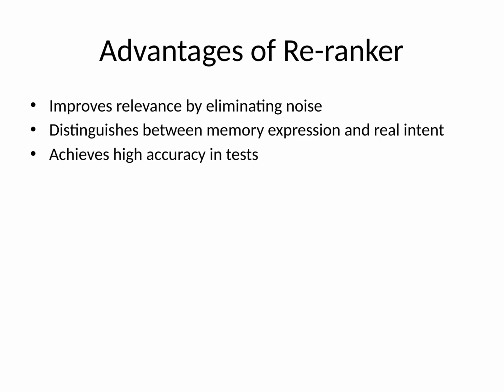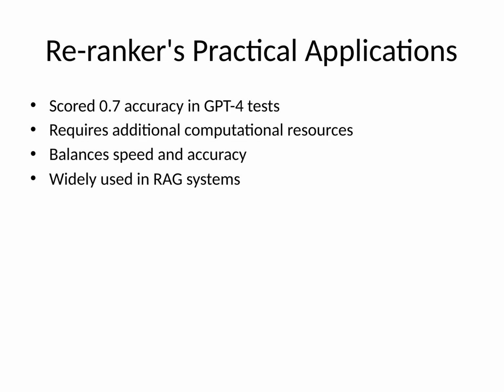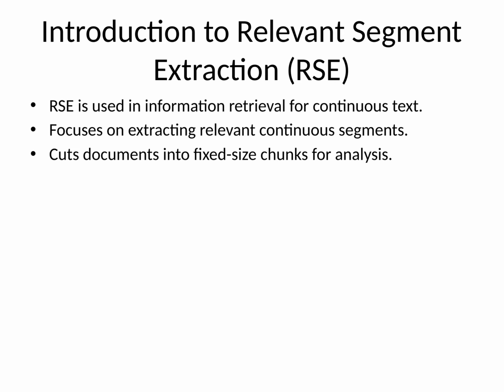The re-ranker method improves relevance by eliminating noise from keyword matches and distinguishing between memory expression and real intent. It achieves high accuracy in tests. In practical applications, the re-ranker scored 0.7 accuracy in GPT-4 tests. While it requires additional computational resources, it effectively balances speed and accuracy, making it a core component in RAG systems.